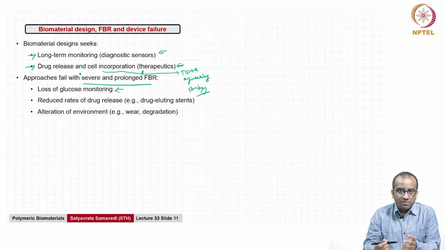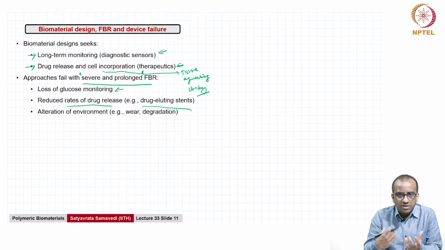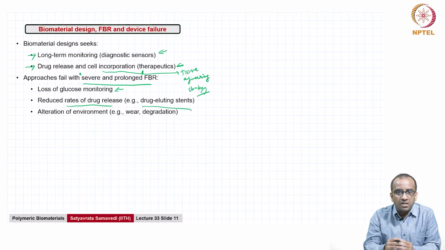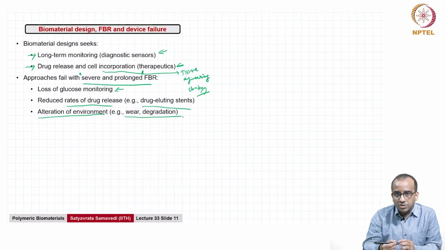loss of glucose monitoring, for example, in the diagnostic case, or reduced rates of drug release. If you have drug-eluting stents, you're going to have very, very slow, poor diffusion of the drug because you've now walled off the implant in a capsule. Or you can even have alteration of the microenvironment because of wear and degradation, right?